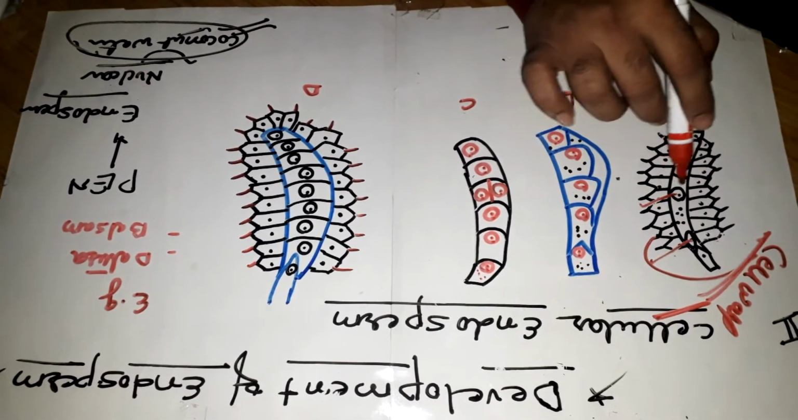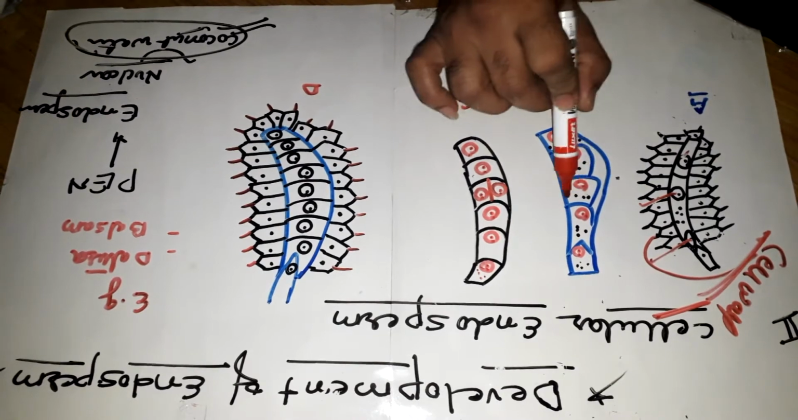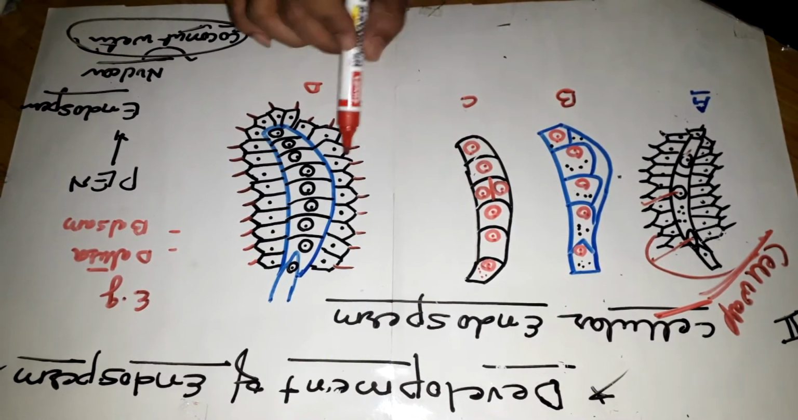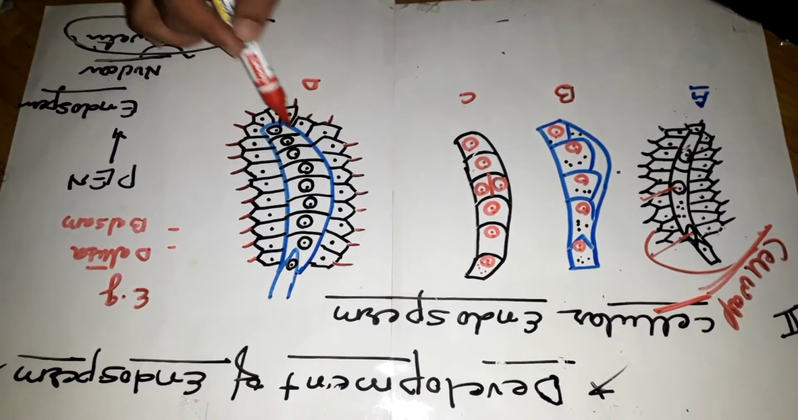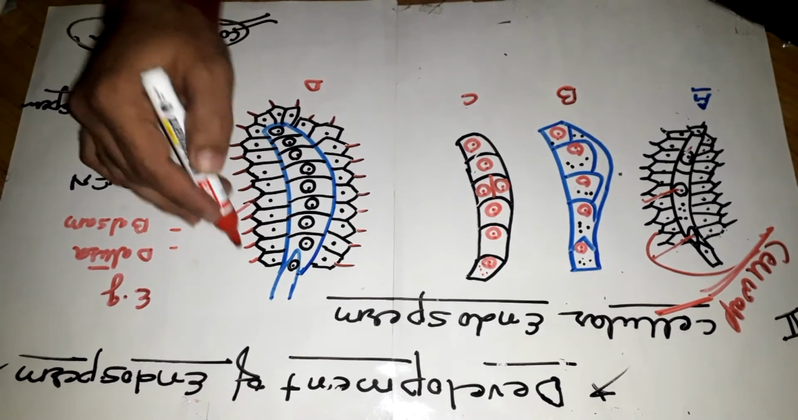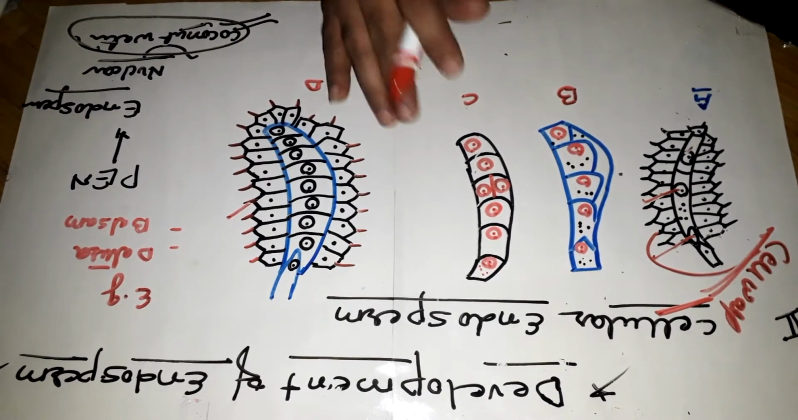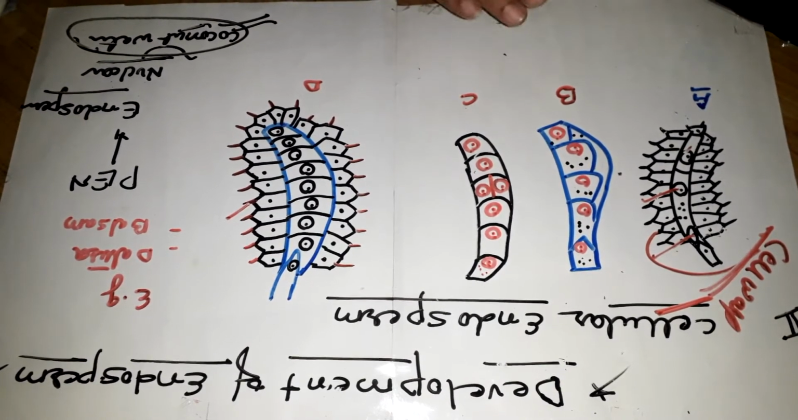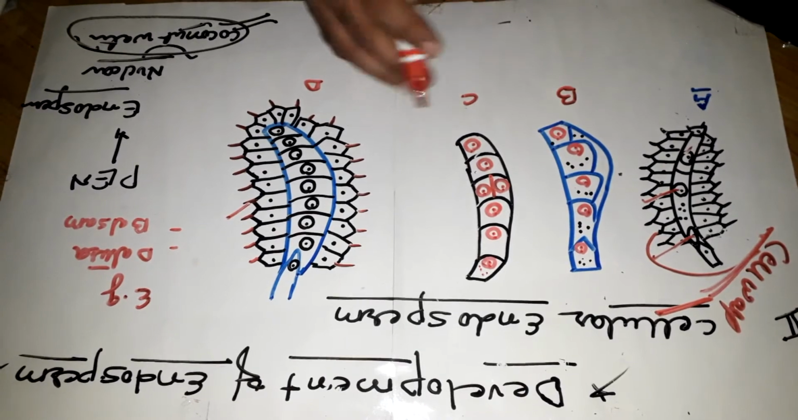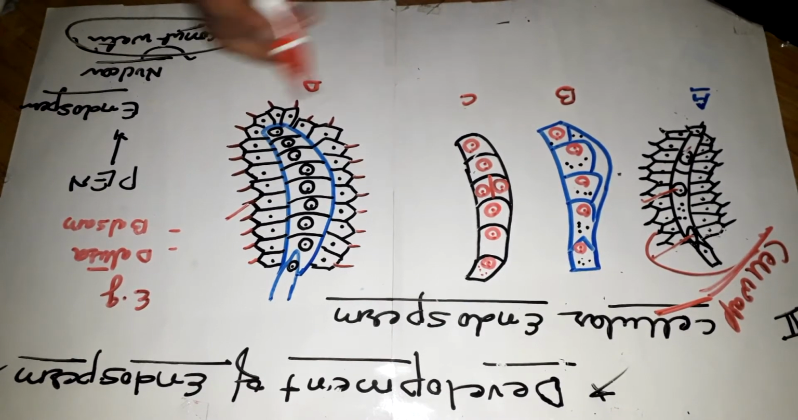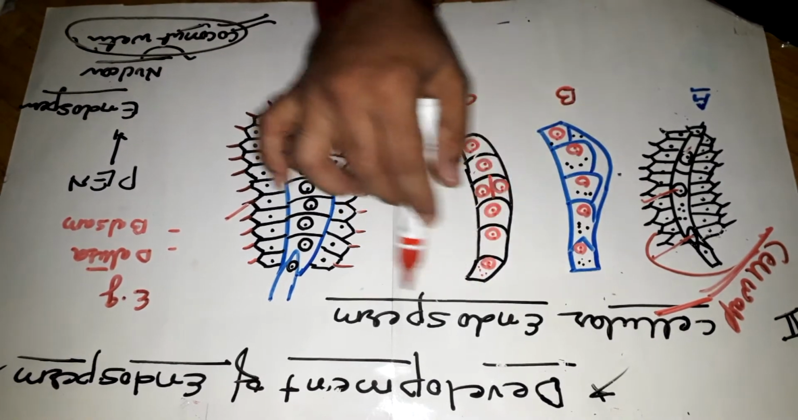So this nuclear division is followed by cell division and then production of these types of cells. Now these cells further divide and produce many cells, with the formation of cell wall. So it is called cellular type of endosperm. Cellular type of endosperm means the endosperm in which nuclear division is followed by cell division and cell wall formation takes place.